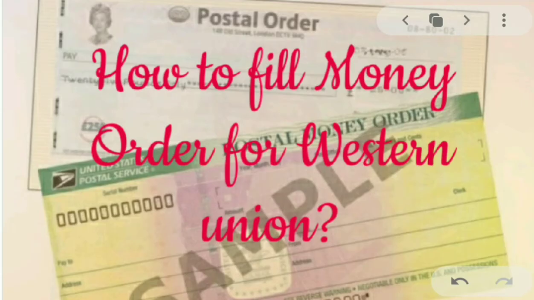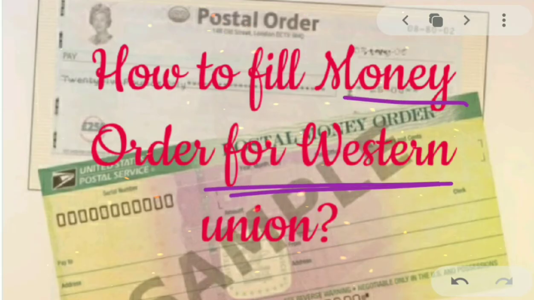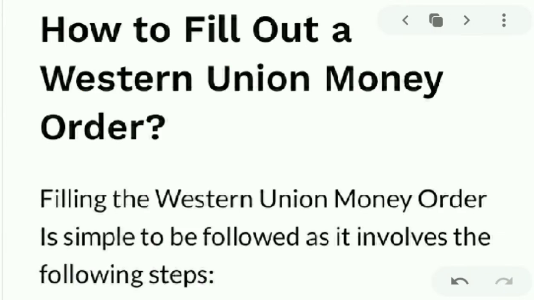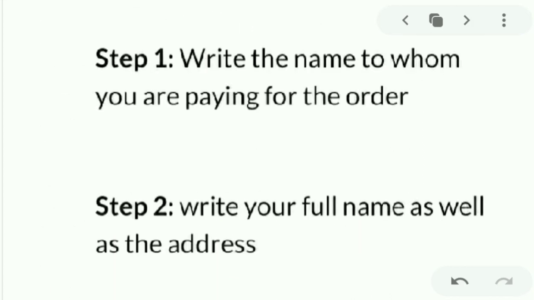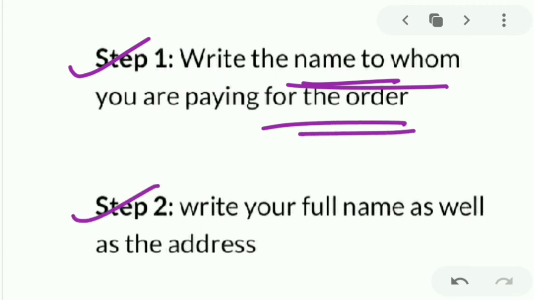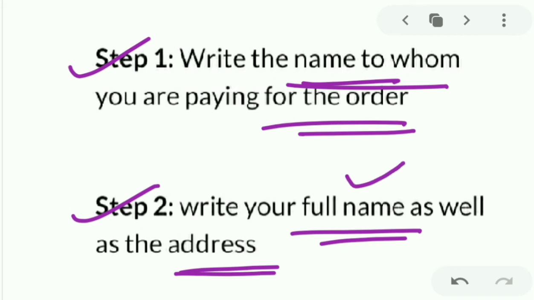Next we will move on to how to fill out the money order for Western Union. The Western Union money order is also quite simple and involves the following steps. The first step is to write the name of whom you are paying. You need to write to whom you are paying the order. The second step is to write your full name as well as your address.